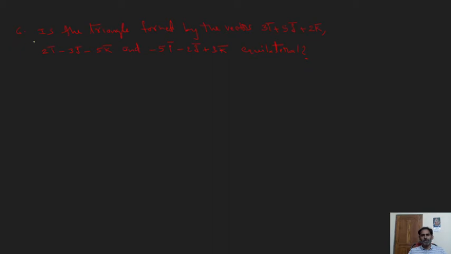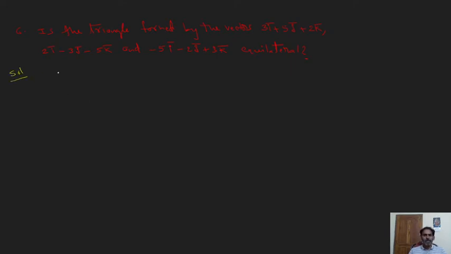See, the question is: is the triangle formed by the vectors, three vectors given here, equilateral? The triangle is formed by these three vectors. So is this equilateral or not? Equilateral means if all the sides are equal, then the triangle is an equilateral triangle. Three vectors are given here.